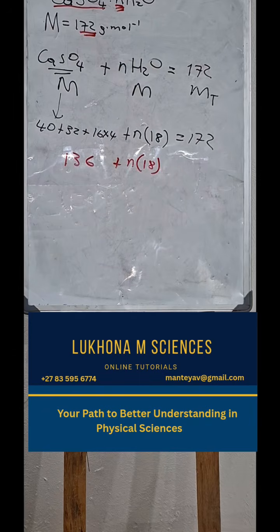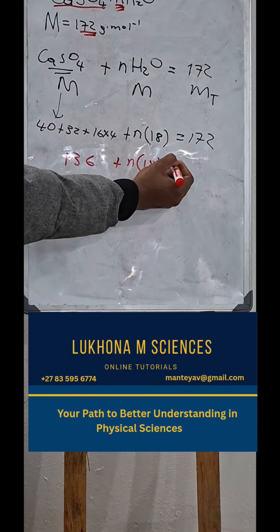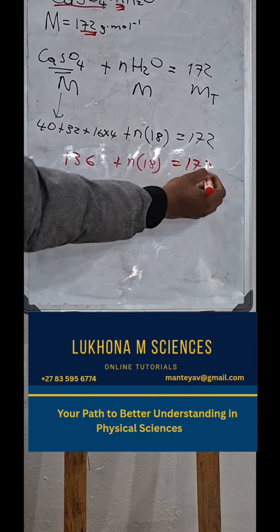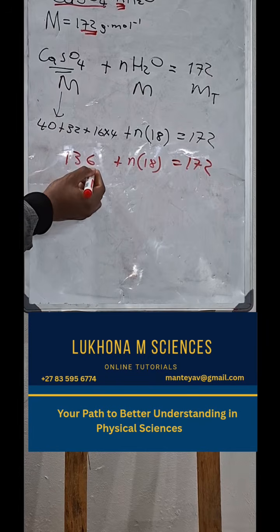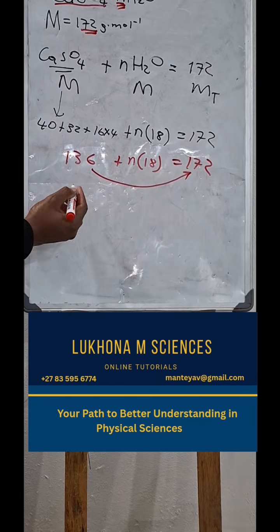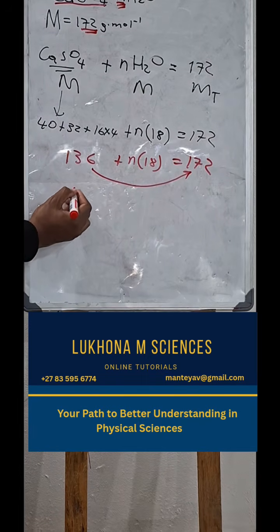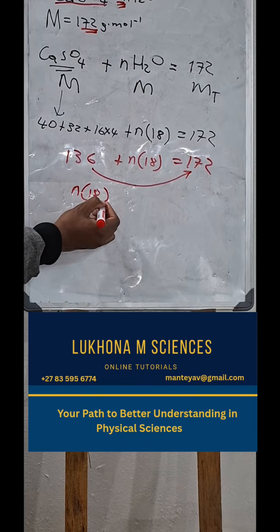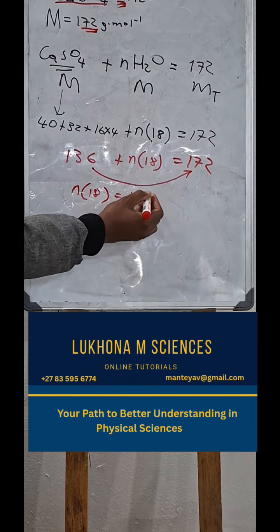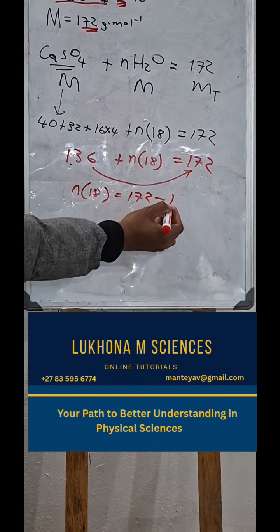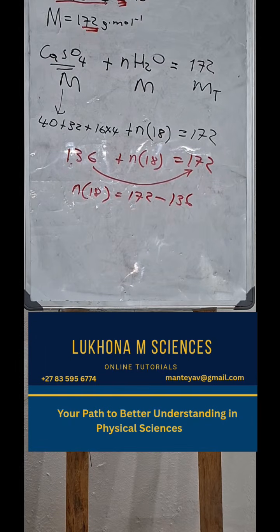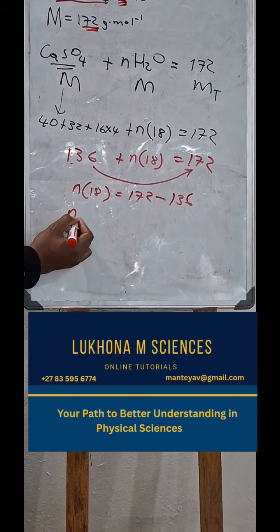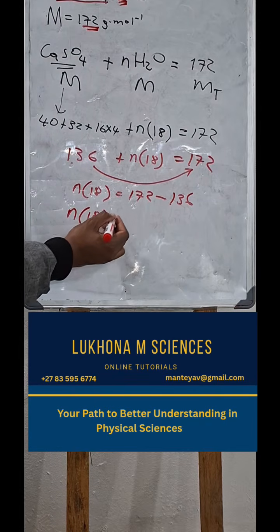Remember, 18 is the molar mass of water when it is 1, then 172, but we don't know how many water molecules there are. Then we are going to solve for n, so you transpose. On this side we leave n into 18, which is equal to 172, and 136 becomes negative. Then you press the calculator. So n is equal to 18.